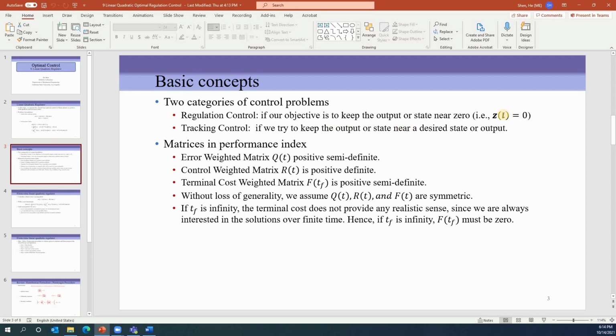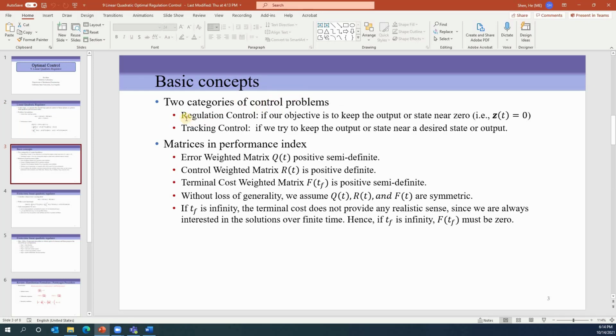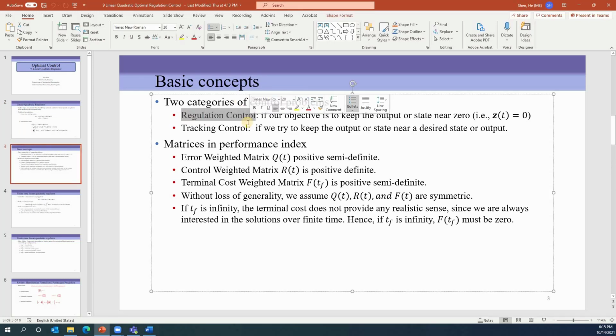For the first case, you require z(t) equal to 0. You will either drive y(t) to 0, or if you pick x, you will drive x to 0. For today, we're going to look at the regulation problem. We want to control the states to 0 in a finite time.